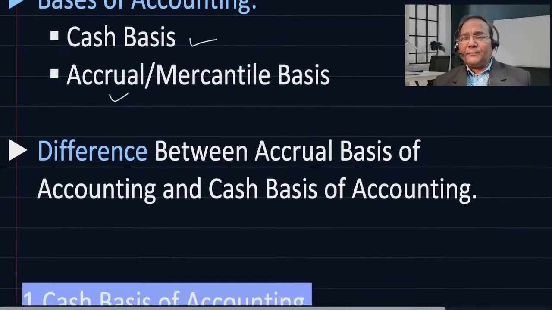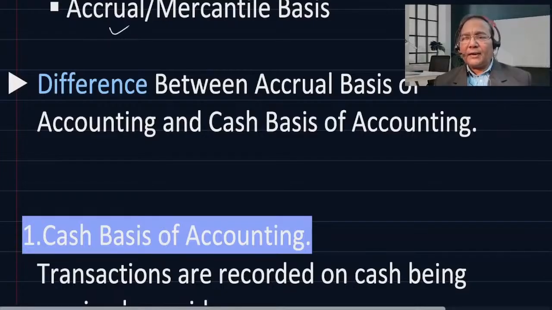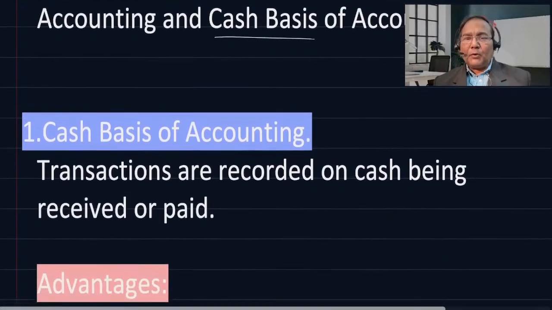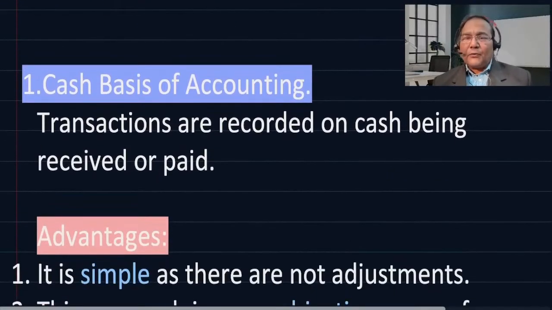Now let's see the difference between accrual basis of accounting and cash basis of accounting. What is the difference between accrual and cash basis of accounting? We will see this. A little more understanding on this will help you understand better. In the cash basis of accounting, transactions are recorded on cash being received or paid, whether services are given or not, or product is given or not. Whether cash is received or not is material, not the outstanding or pre-received or prepaid. These are not taken into consideration.